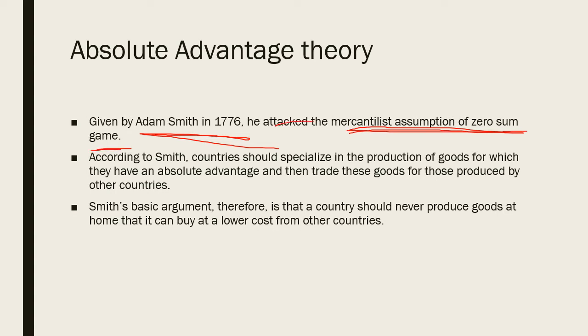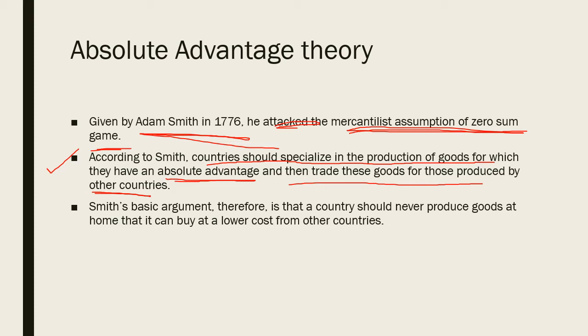So what is the essence of this theory? The main essence is that countries should specialize in the production of goods for which they have an absolute advantage, and then trade these goods for those produced by other countries. So if you have an absolute advantage in producing or manufacturing a product, then you should do it, and then trade those goods for others in which you do not have the absolute advantage.